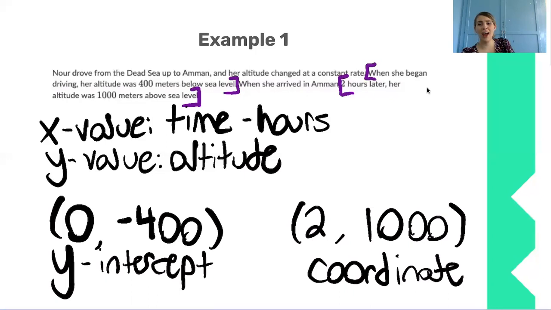Your problems today will ask you to identify what the problem gives you. Yes, from this information, we could find slope. We could also find the x-intercept, but it's just asking you what the problem tells you. And what this problem is telling me is that it has a y-intercept of 0, -400, and a coordinate of 2 and 1,000.